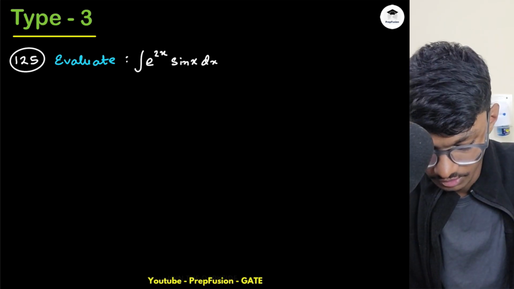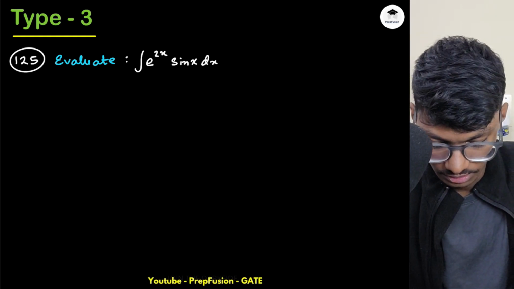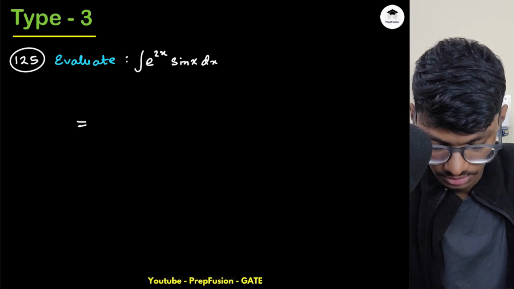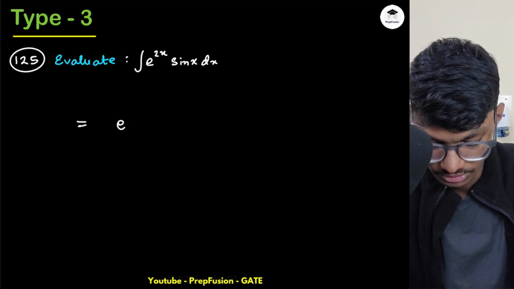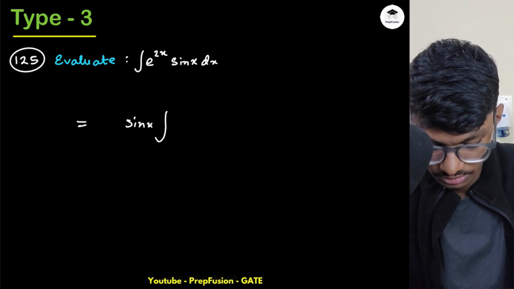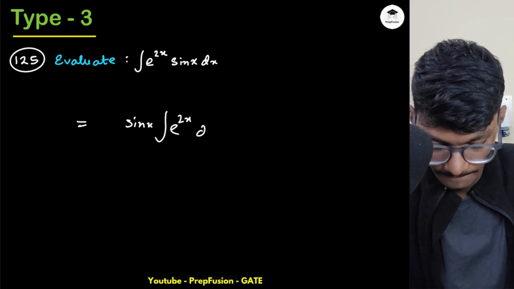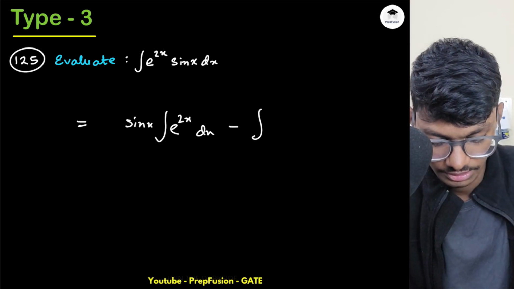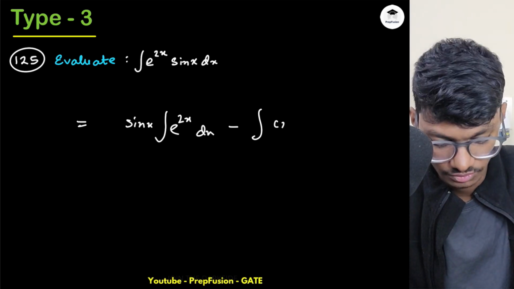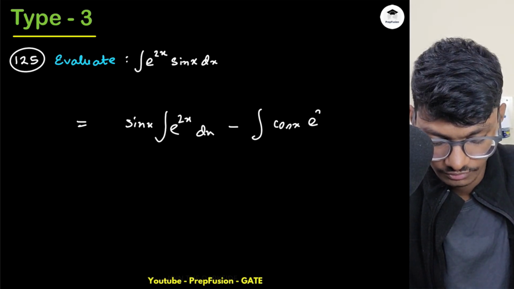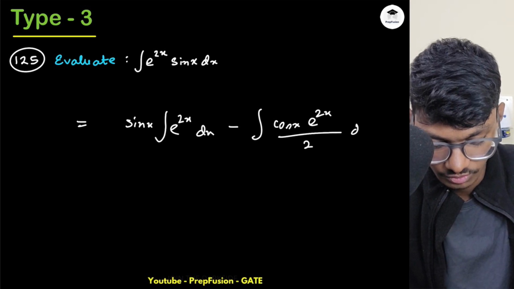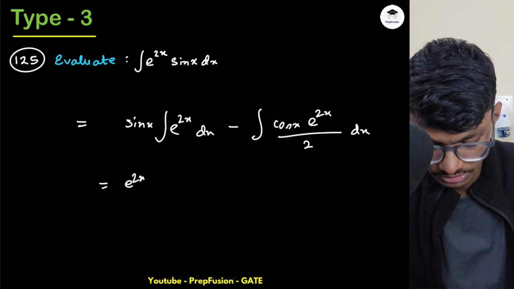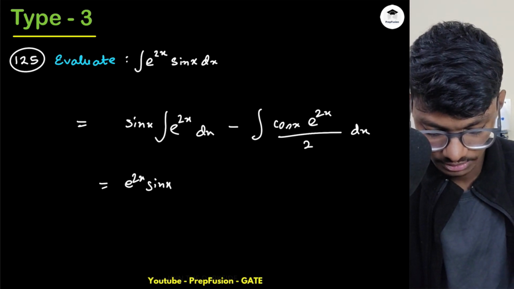So here what I will do, I will evaluate this one. So this will be e raised to power 2x. Okay, not this, sin x into e raised to power 2x dx minus integration of differentiation of sin x, which is cos x, into integration of e raised to power 2x, which is e raised to power 2x by 2 dx. So this is equal to e raised to power 2x sin x by 2.